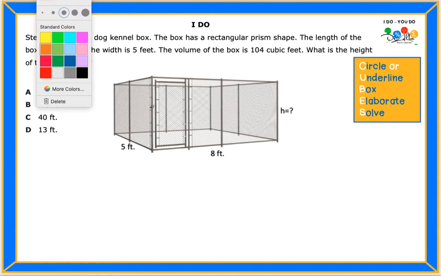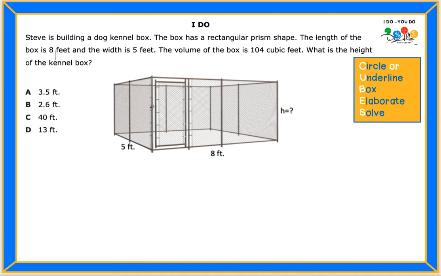Great. Okay, so what we're going to do is identify the important information. First of all, they say the length is 8 feet, and yes, this is the length. Now they also mention that the width is 5 feet, so this is our width. The volume, which means all the space inside this shape, is 104 cubic feet.